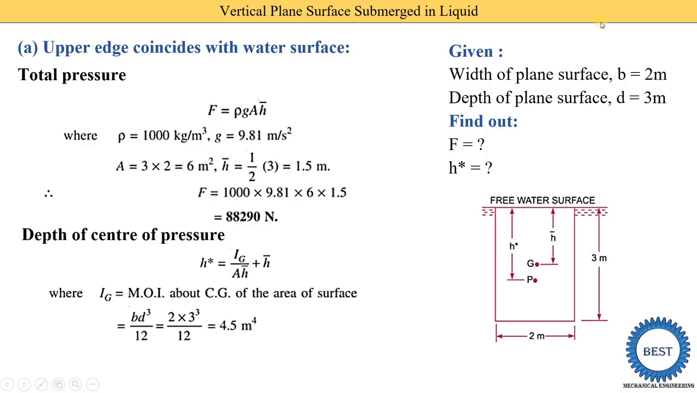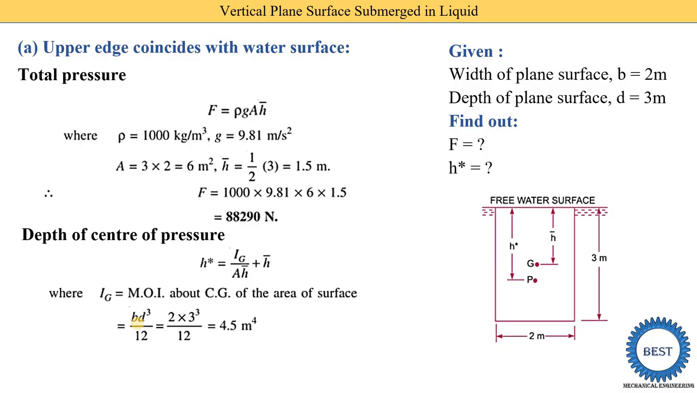We know that B is 2 meter, D is 3 meter. So we put B equal to 2, D equal to 3, divided by 12. This equation changes based on the shape. Suppose the shape is a rectangle or a triangle, the equations are different. So this equation is only valid for a rectangle.